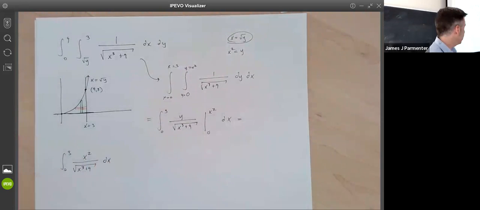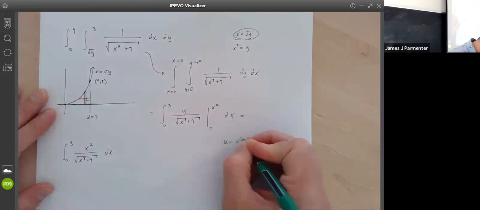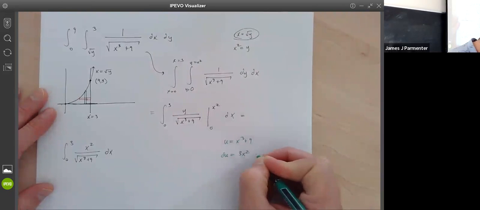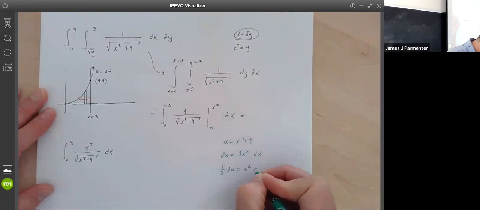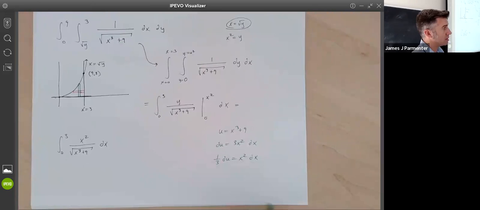And now we're again in a U substitution sort of situation. We can let u equal x cubed plus 9. du is 3x squared dx. 1/3 du equals x squared dx. Normally what I would do is I would do the u sub and I would actually do the integral of that over here. But I want to show you something else you could do instead.